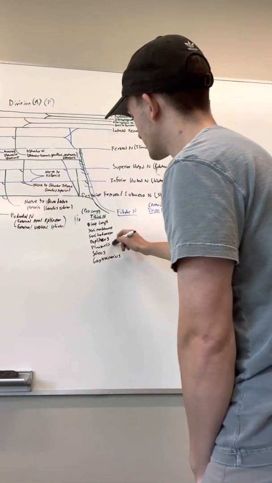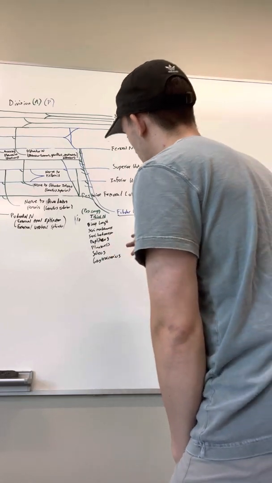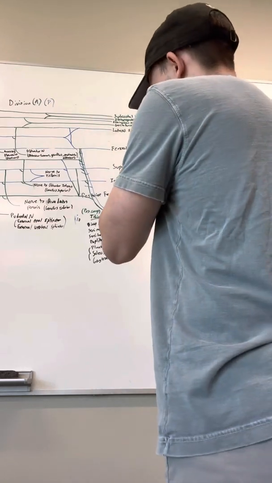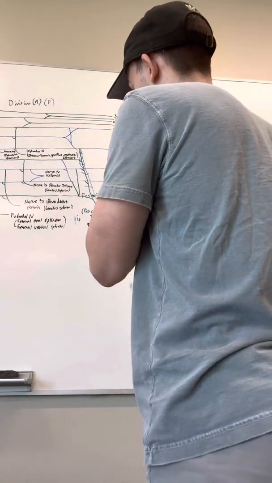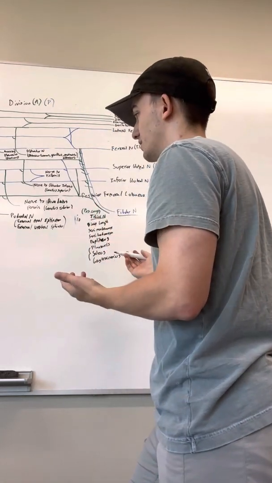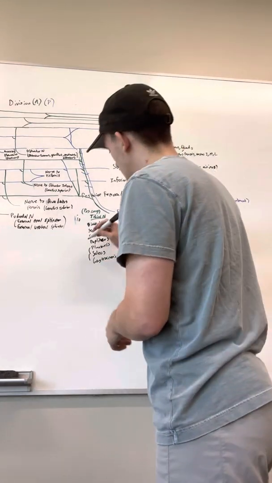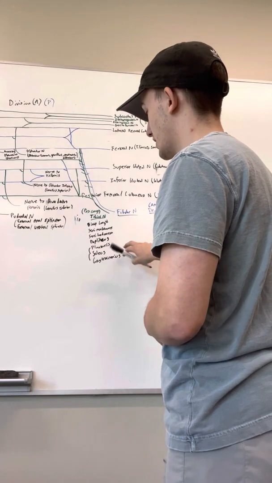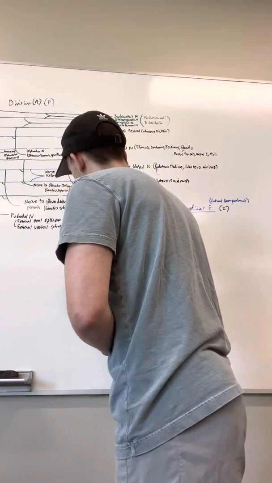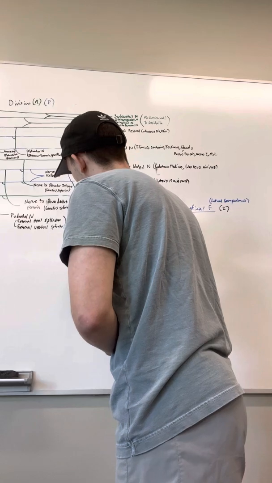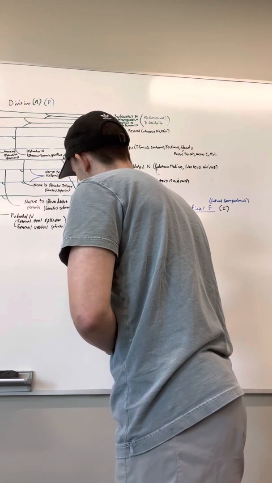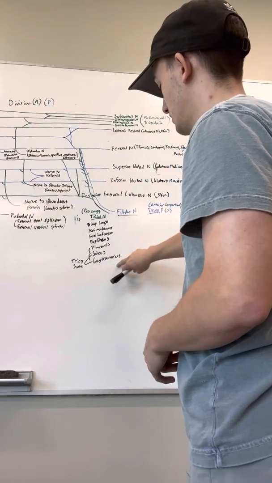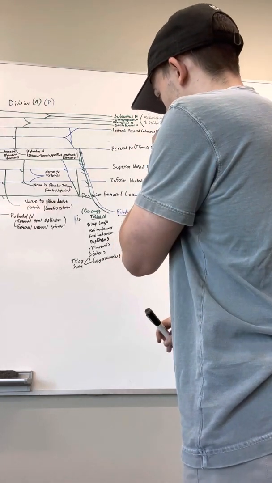The plantaris, soleus, and gastrocnemius, all three of these form the calcaneal tendon or the Achilles tendon. And then the soleus and the gastrocnemius make up the triceps surae. Also, it's 2, 4, 6, 7. I'm also missing, let's see here.